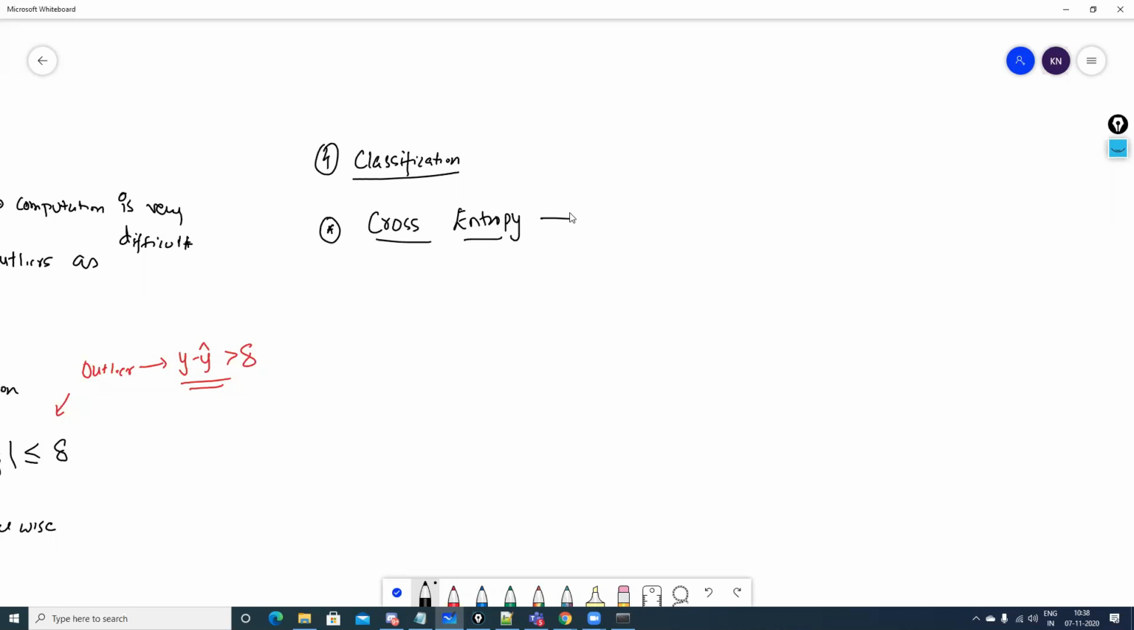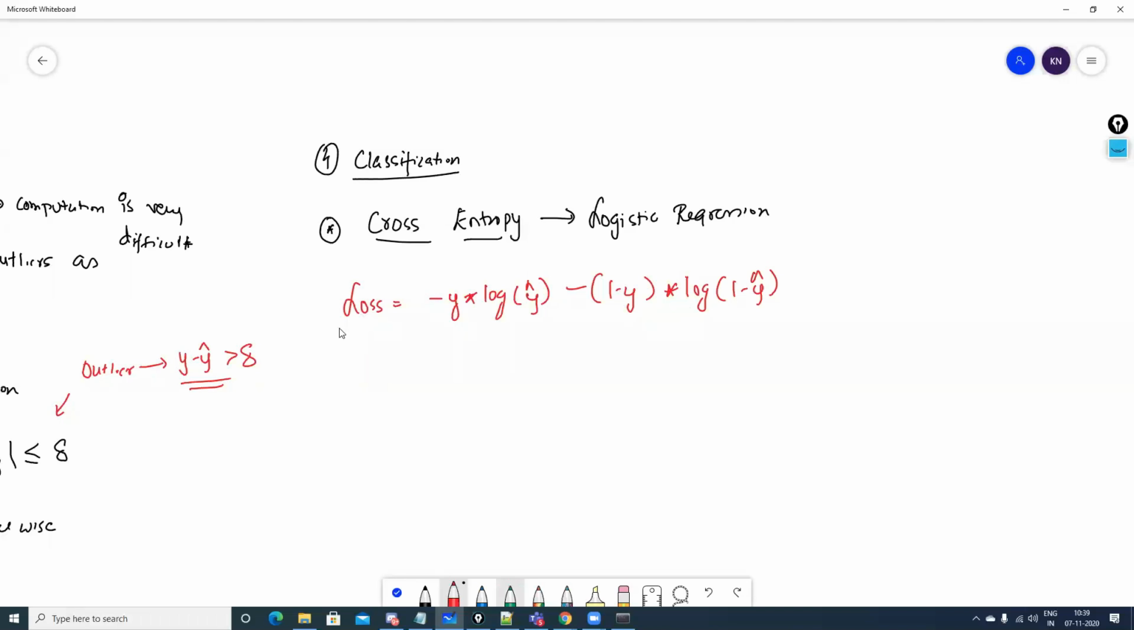If you know logistic regression in machine learning, guys, we are going to use the same loss equation that is used in logistic regression. So the loss can be specified as minus y multiplied by log of y hat, minus (1 minus y) multiplied by log of 1 minus y hat. So this is the complete formula for the loss in the case of cross entropy.